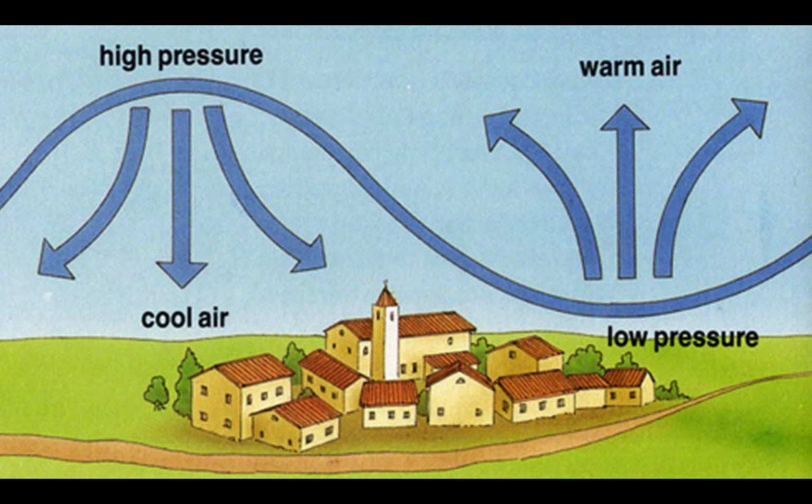I like to think of air pressure as a cycle. Because the air wants to be evenly spread out, it will move from an area where it's very concentrated, or a high pressure area, to a low pressure area, or an area where there's not much air pressure going on.